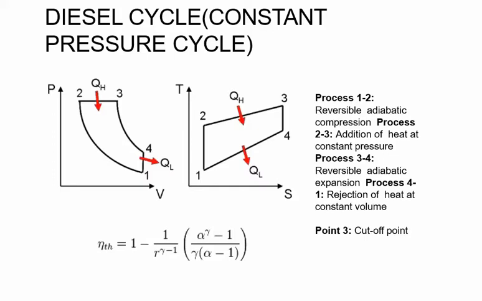Here we have the maximum thermal efficiency of the diesel cycle, which depends upon the compression ratio and the cut-off ratio. As from the formula, we can see that alpha is the cutoff ratio, that is volume 3 by volume 2. r is the compression ratio, volume 1 by volume 2, and gamma is the specific heat ratio Cp by Cv, which has the value 1.4 for air.